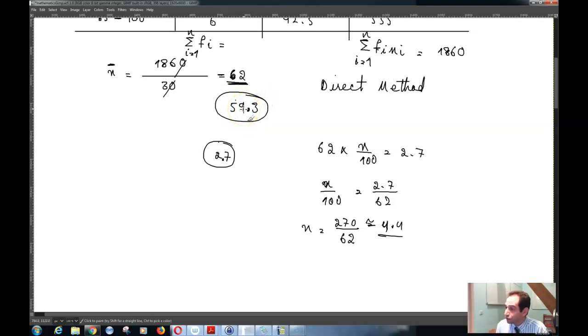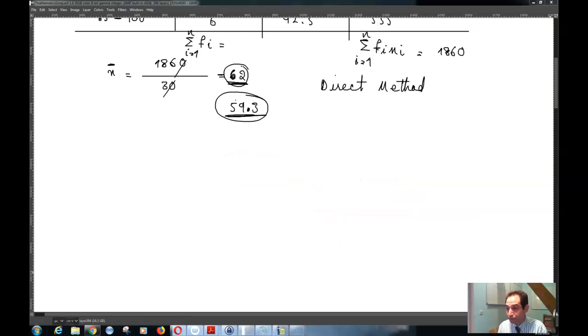Now the difference in the two values is because of the midpoint assumption, 59.3 being the exact mean, while 62 is an approximate mean. Yes, of course 62 is the approximate, and I'm sorry, I said that wrong. 62 is the approximate mean and 59.3 is the exact mean. So then based on that, the calculation that I did here is actually not right.